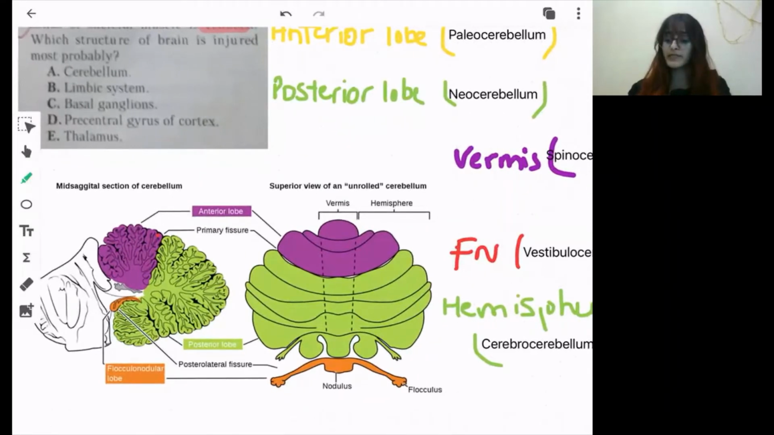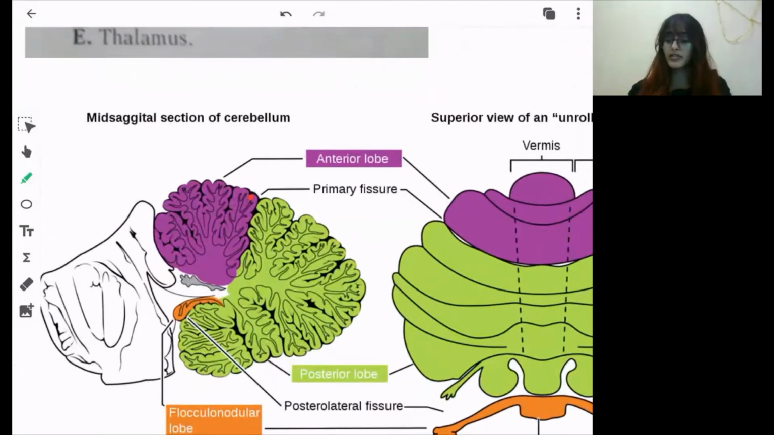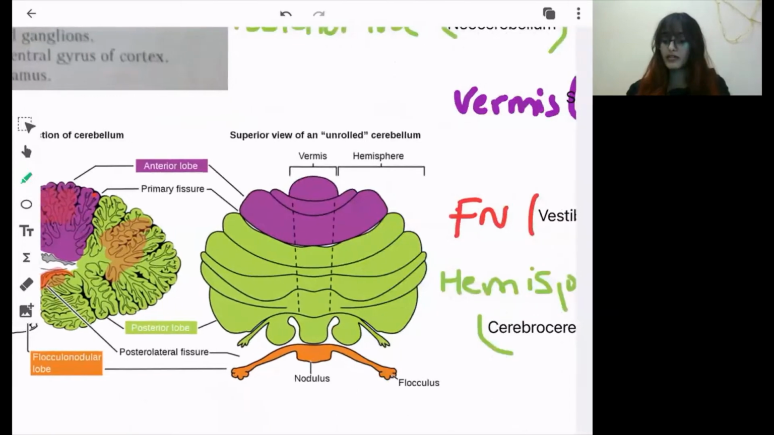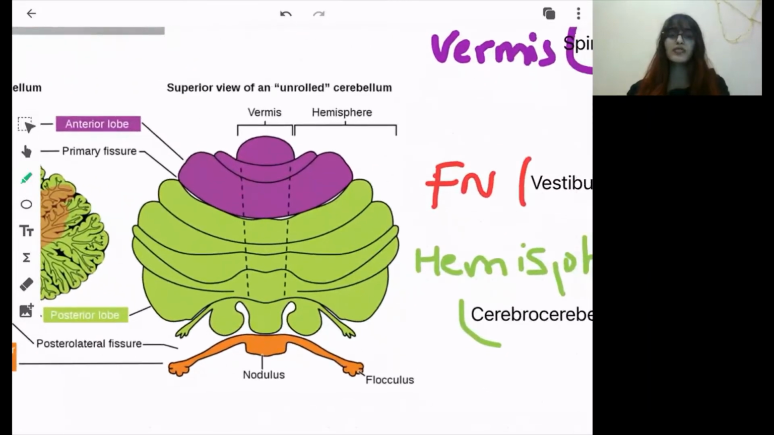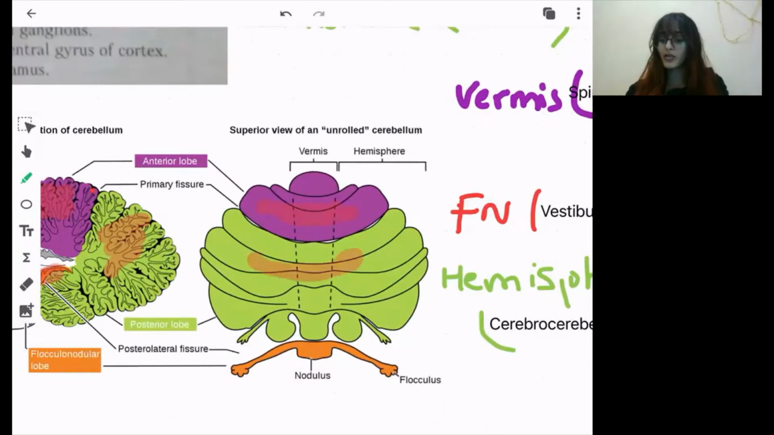First of all, we'll see its structure. This is a mid-sagittal section showing the inner structure of cerebellum. It is divided into an anterior lobe and a posterior lobe, which are divided by a primary fissure, and also a flocculonodular lobe. Let's look at this picture. This is the posterior view of cerebellum and it is not dissected. Here you can see the anterior lobe, the posterior lobe, which is divided by the primary fissure, and also the flocculonodular lobe. Again, the flocculonodular lobe consists of a flocculus and a nodulus.